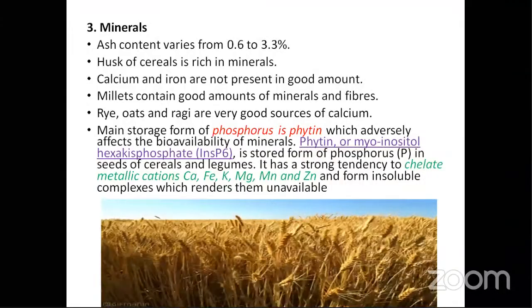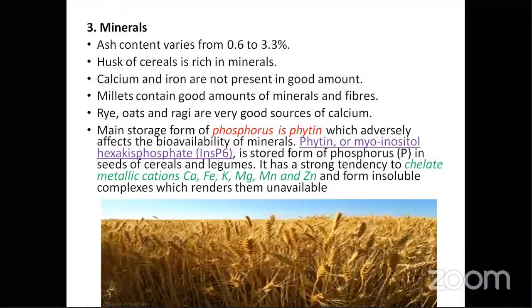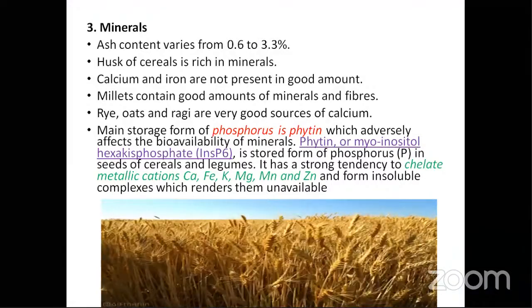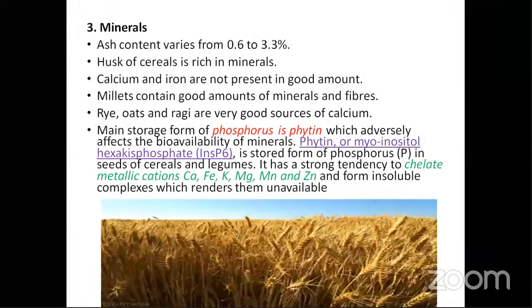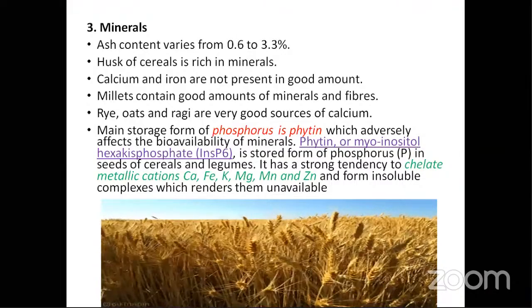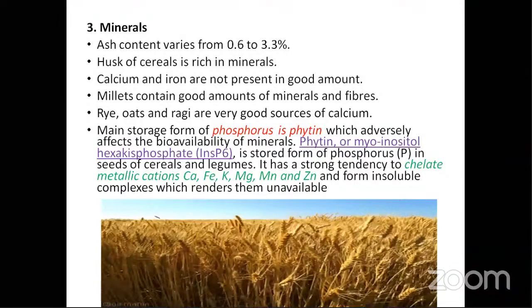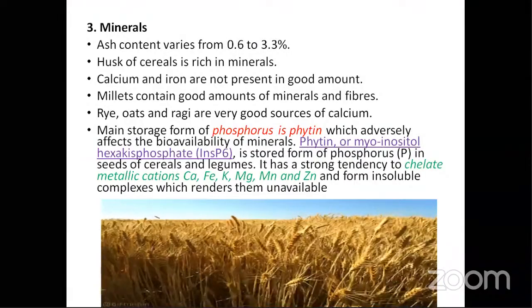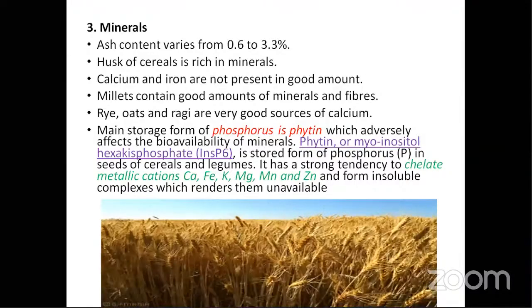So in case of these cereal grains, phosphorus is stored in the form of phytin, which is considered an anti-nutritional factor also, because it affects the bioavailability of the minerals in our body. Phytin is also known by the name myo-inositol hexakis phosphate. It is very important. It is the second name of phytin. And phosphorus is stored in the form of phytin.